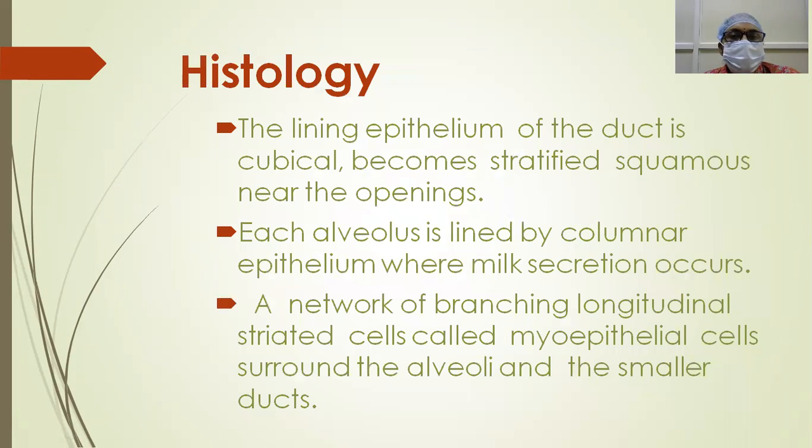So we'll go through the histology. The lining epithelium of the duct is cubical, becoming stratified squamous near the openings. Each alveolus is lined by columnar epithelium where milk secretion occurs. Whenever there is secretion, there is always columnar epithelium, I hope you all know. A network of branching longitudinal striated cells called myoepithelial cells surround the alveoli and the smaller ducts.